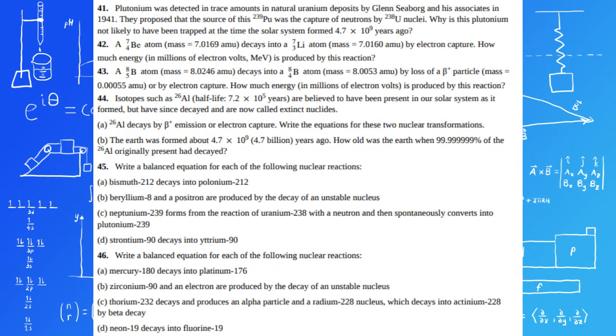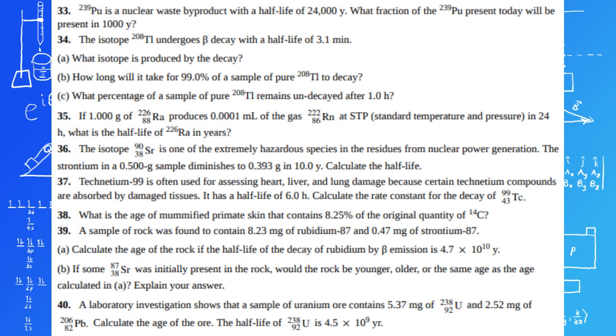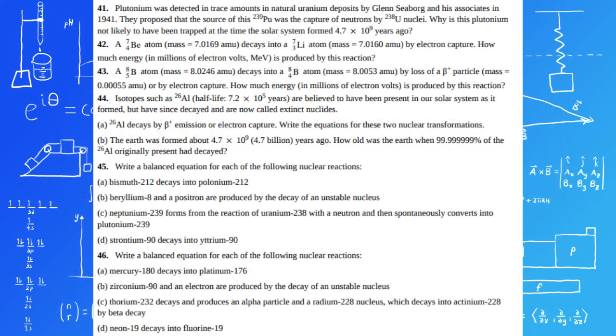41. Plutonium was detected in trace amounts in natural uranium deposits by Glenn Seaborg and his associates in 1941. They proposed that the source of this plutonium was the capture of neutrons by uranium nuclei. Why is this plutonium not likely to have been trapped at the time the solar system formed 4.7 times 10 to the 9 years ago? So if you go back to the previous page, right at the top, the half-life of plutonium is 24,000 years, which is a lot, but the age of the solar system is way, way bigger than that. The age of the solar system is 4.7 billion years.